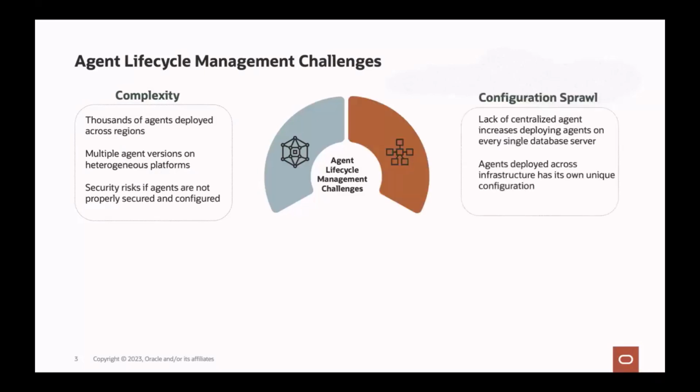The second challenge is tied to configuration sprawl. Configuration sprawl refers to the proliferation of agent configurations within an organization. With numerous variants of agents created by different users, it becomes challenging to manage and maintain consistency across configurations. Configuration variations increase the risk of misconfiguration and can lead to higher support costs.